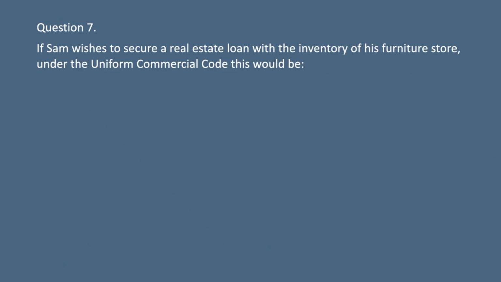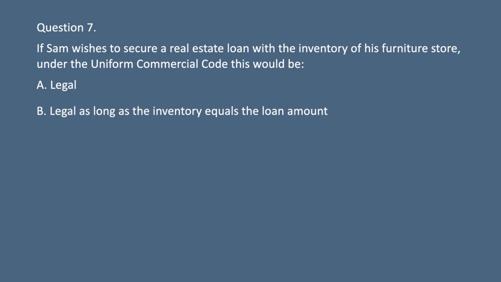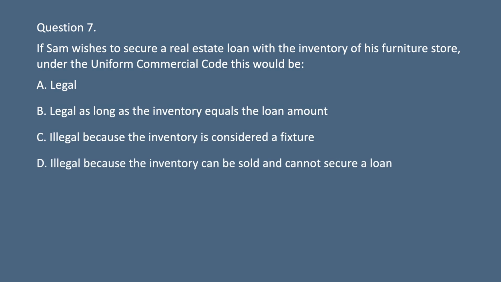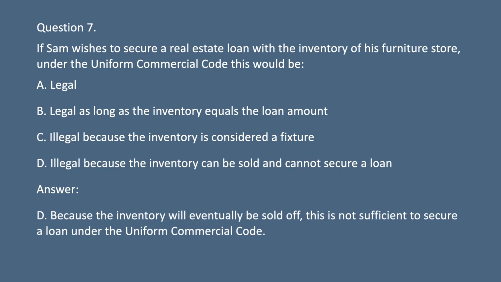Question 7. If Sam wishes to secure a real estate loan with the inventory of his furniture store, under the Uniform Commercial Code this would be A. Legal. B. Legal as long as the inventory equals the loan amount. C. Illegal because the inventory is considered a fixture. D. Illegal because the inventory can be sold and cannot secure a loan. Answer D. Because the inventory will eventually be sold off, this is not sufficient to secure a loan under the Uniform Commercial Code.